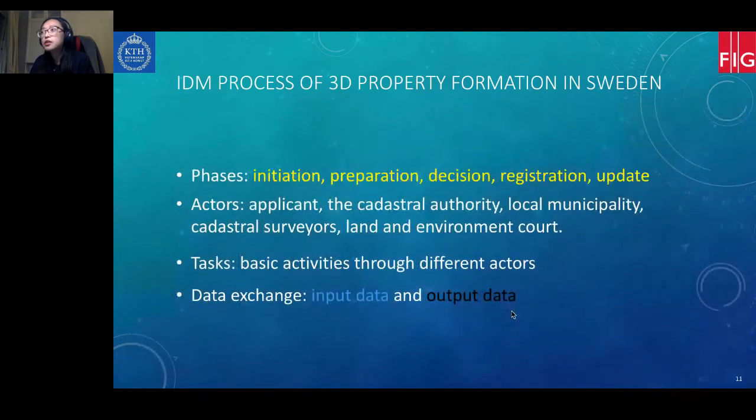So the Swedish real property formation is the responsibility of the national government. And based on that, we identify the 5 main actors when forming a 3D property: applicant, the cadastral authority, local municipality, cadastral surveyors, land and the environment court. And we also use colors to explain how the data is exchanged and shared between the different actors. And the blue color shows the input data, and the black color shows the output data.